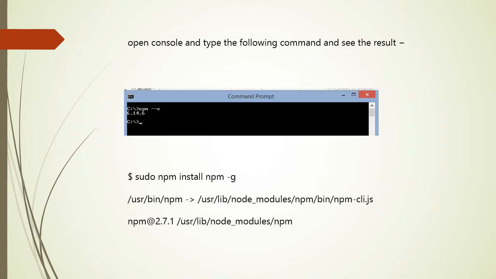npm comes bundled with Node.js installables after v0.6.3. To verify the same, open the console and type the following command and see the result. Give the command as npm version. If you are running an old version of npm, then it is quite easy to update it to the latest version. Just give the following command from the root: sudo npm install npm -g.